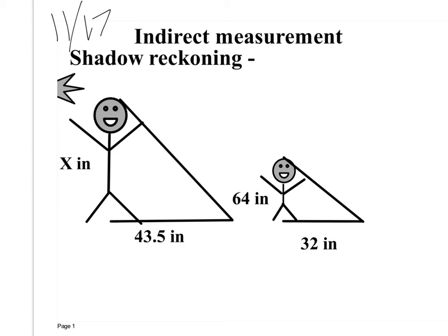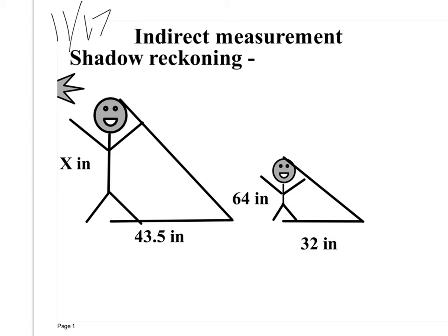So there's a technique called shadow reckoning, and you can use the length of the shadow compared to the length of a shadow over something else that you do know how tall it is, and you can find the height of that object. Here they're giving you what's supposed to be a statue of the Korean War, and they want to know how tall it is. It gives off a shadow that's 43.5 inches, and a torus standing nearby gives off a shadow that's 32 inches, and that torus is 64 inches tall. So what I can do is set up a ratio or a proportion and solve for the statue.